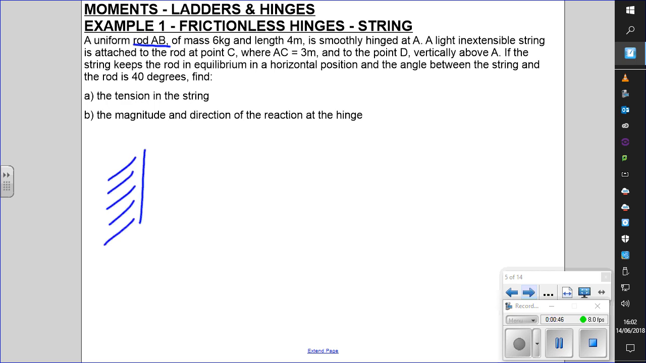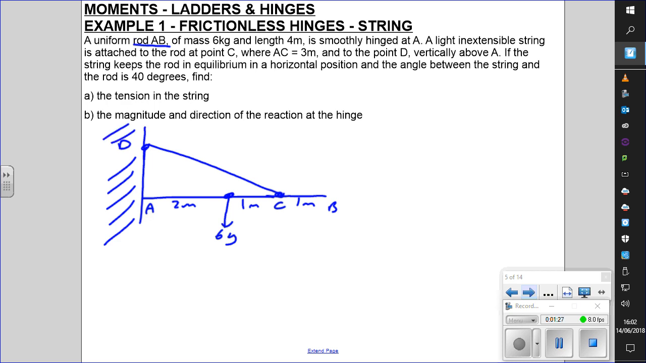So here's a wall, here's the rod, and this is A, and it goes on to B, right? It says it's got length 4 meters, it's got mass 6 kg, so that's 6g weight here. A light inextensible string is at the point C where AC is 3 meters. So that's 2 meters. And as you know, I like to apportion my sections so the individual meters are shown. And to the point D vertically above A. So that's D there, vertically above A, right?